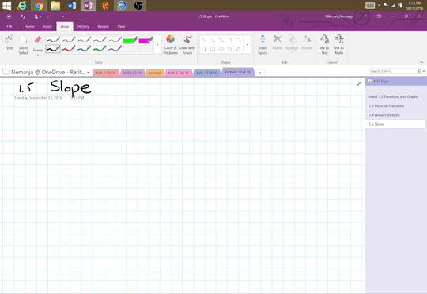So today we're going to talk about the slope. I know you learned that in algebra, but we are going to talk about the slope in the context of precalculus, and we're going to use functions to compute the rate of change.